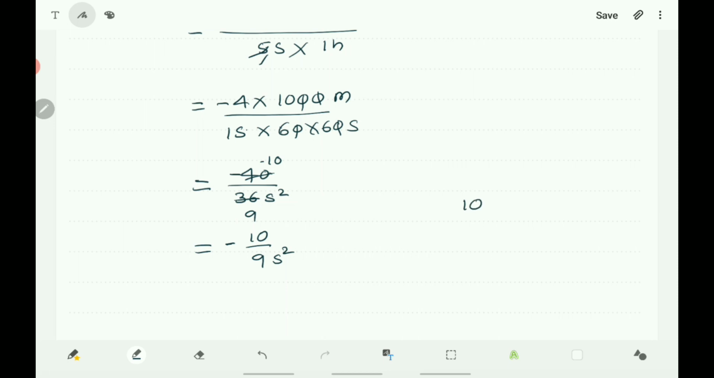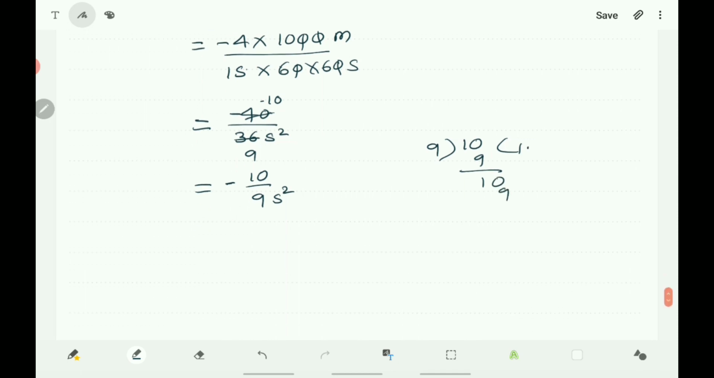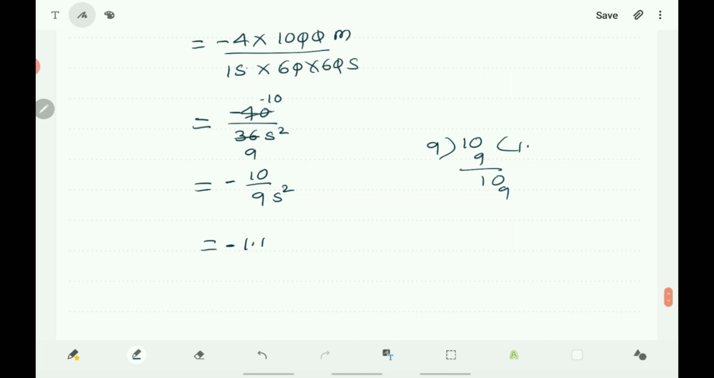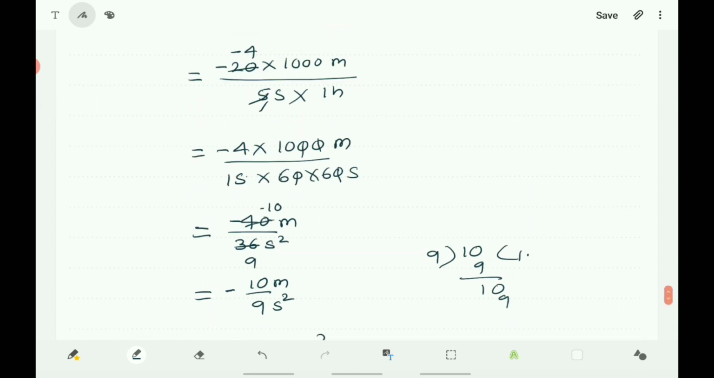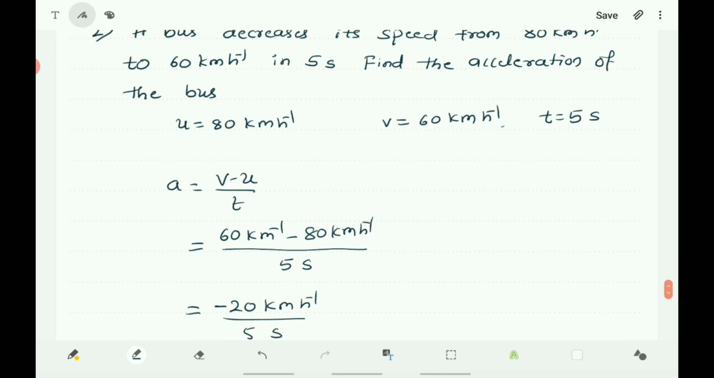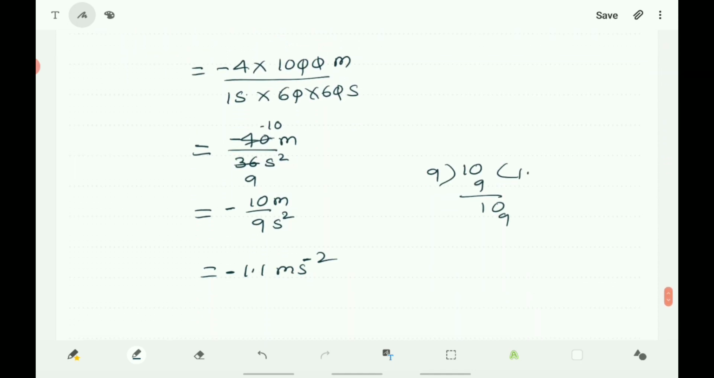You can divide 10 by 9. 9 ones are 9, you get 1, again you put 0, that becomes point, so it becomes minus 1.1 meter per second square. That is the acceleration of the bus. That is negative acceleration here, as the speed decreases. So you write a equals minus 1.1 m s to the power of minus 2.